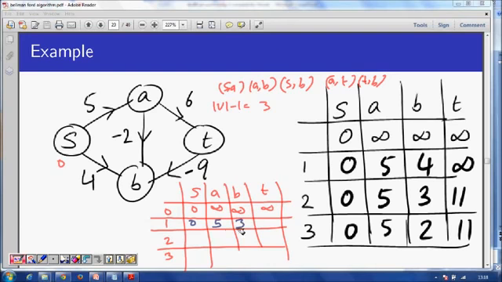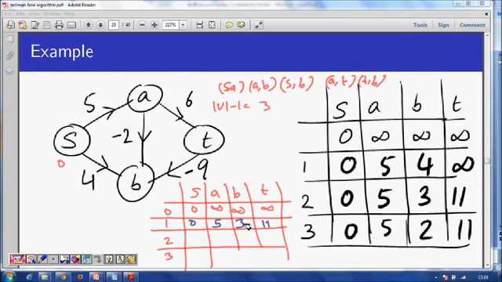And then I go to a to t, so a is 5, t is now infinity, so 5 plus 6, 11 it will become. This is my first iteration. After the first iteration, at least all the distance 1 nodes will have correct values. So I have 0, 5 here, and then I have 3 here and 11.